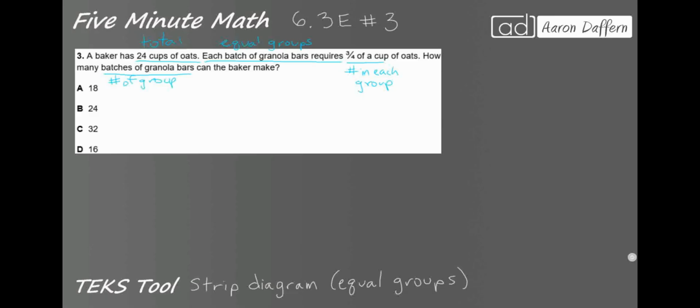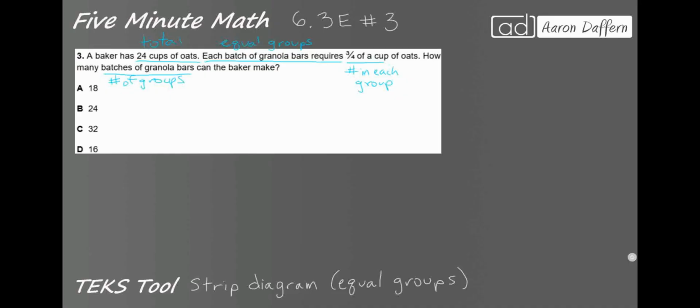So we have an equal groups problem. When they give you the total and then the number in each group and they want you to find the number of groups, or if they give you the total and the number of groups and they want you to find the number in each group, that means we're going to divide because the total is given. If they just give you the number of groups and the number in each group and they want you to look for the total, that's when we multiply.